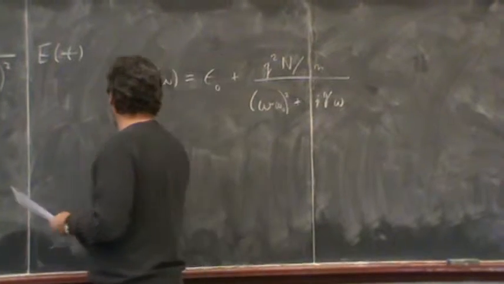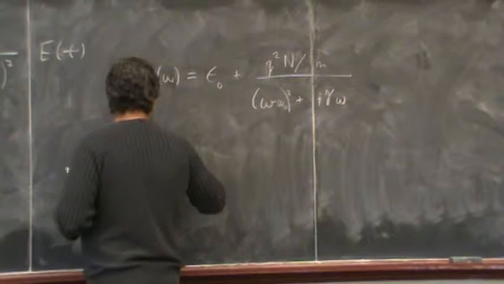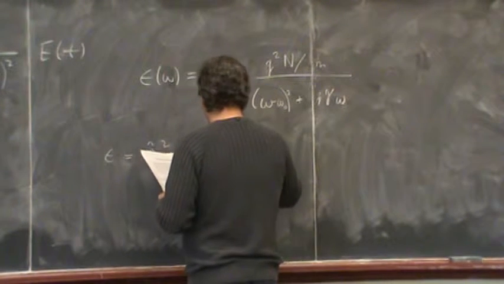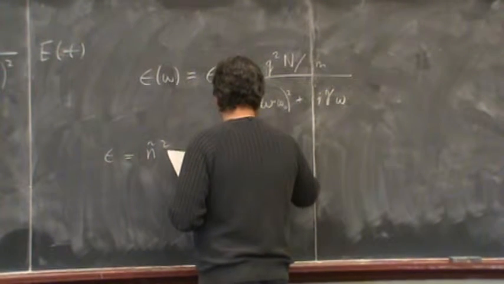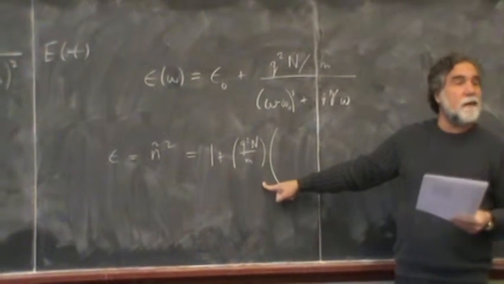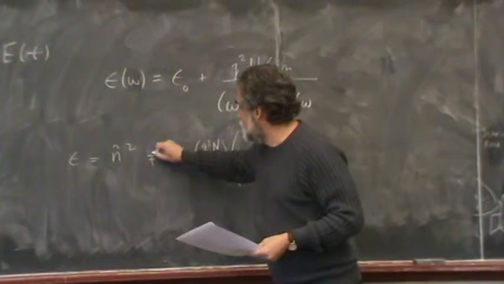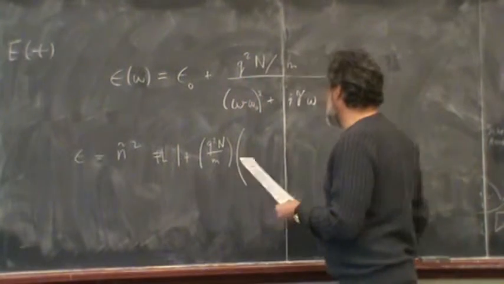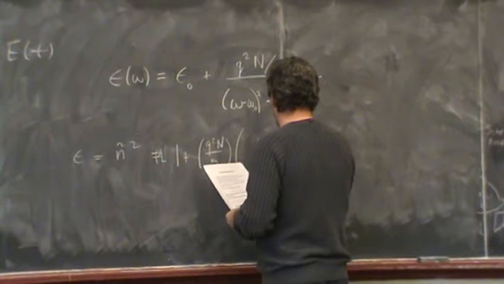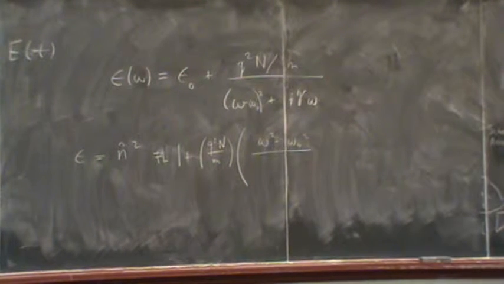So what do we know? Epsilon is equal to n squared, which, if we write it all out, is 1 plus q squared n over m. I might have gotten the normalization wrong, but I'll check it and post it. But this is the idea. So we really are just talking about the response of an oscillator to a driving force.